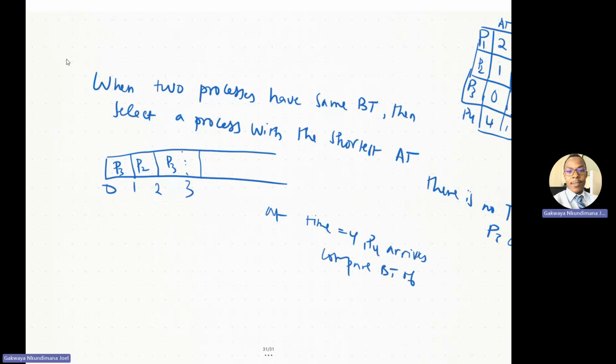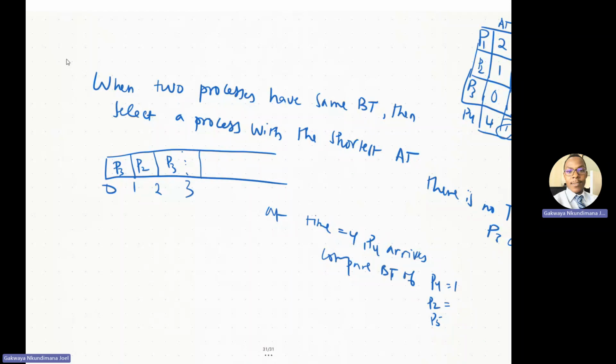When P4 arrives, now we compare the burst time of what? We compare the burst time of P4 and P2 and P5. So check. P4 burst time is equal to 1. Look here, equal to 1. And P2, the burst time is equal to what? P2, the burst time is equal to 1 because it was suspended here. We need to update it.